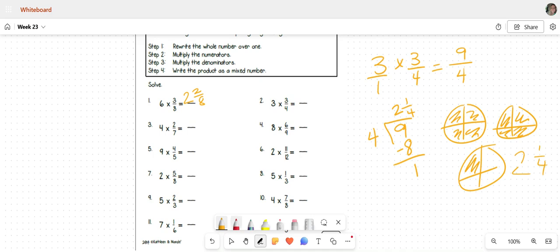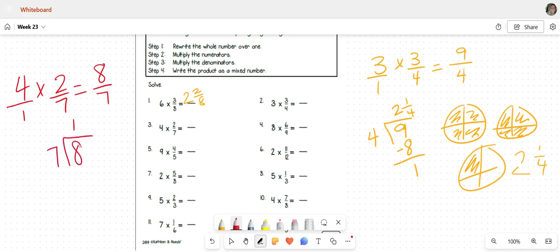Okay, 4 times 2/7. Again, drop a 1 underneath our whole number, multiply across. 4 times 2 is 8. 1 times 7 is 7. Dividing our numerator by our denominator. 7 can go into 8 one time. 7 times 1 is 7. That leaves me with 1, which is my numerator. Denominator stays the same.